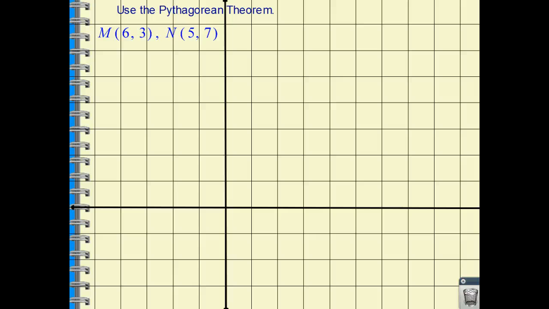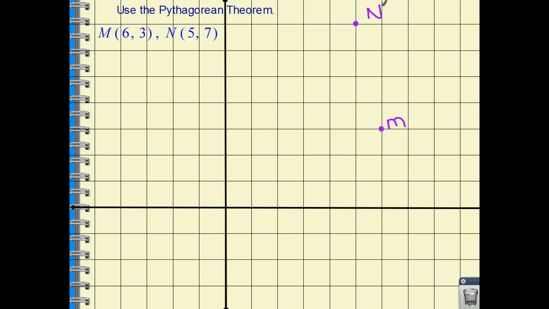Point M is at 6, 3. Let's see how that is. Start at the origin, we go 1, 2, 3, 4, 5, 6. That's the distance on the x-axis, and then we go 1, 2, 3 on the y-axis, and we will label that as point M. And then we do the same thing with point N. We need to go to 5, 7. So 1, 2, 3, 4, 5, then 1, 2, 3, 4, 5, 6, 7, and we make our second point and label it point N.